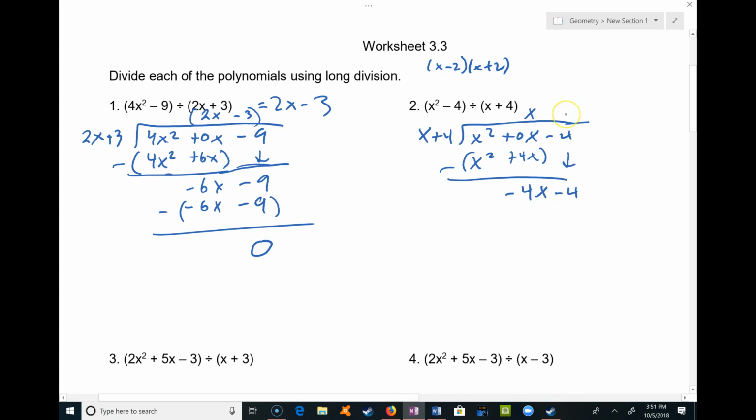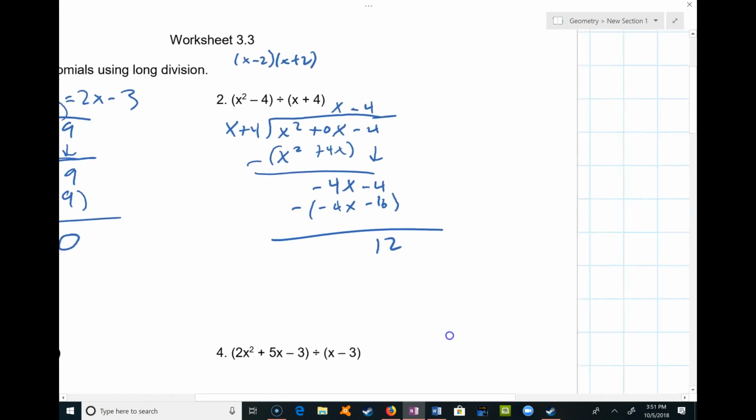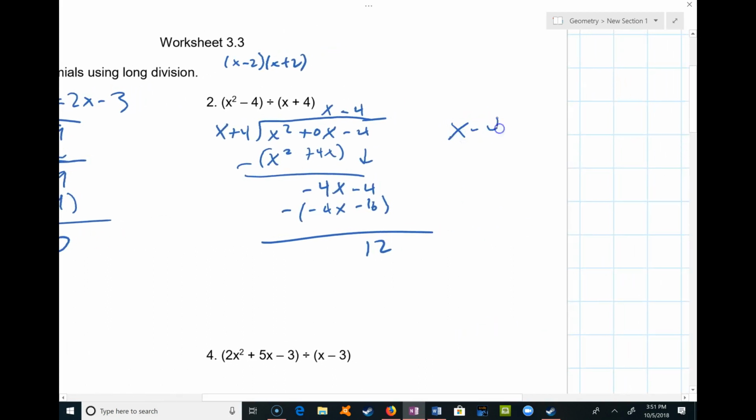And I say, what times x would give me negative 4x? And that's negative 4. Negative 4 times x is negative 4x, and negative 4 times 4 is negative 16. So then when I subtract, negative 4x minus negative 4x is 0. And negative 4 minus a negative 16 is like negative 4 plus 16, and so that would be a positive 12. Okay, so then my final answer in this case would be x minus 4, plus the remainder, which is the 12, over the divisor, which is x plus 4.